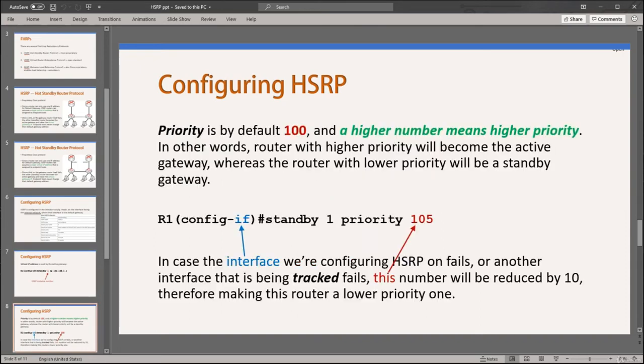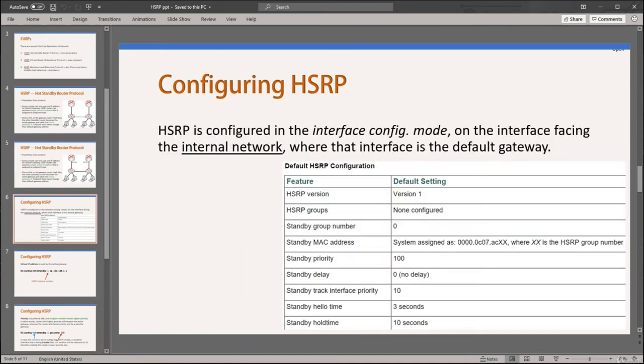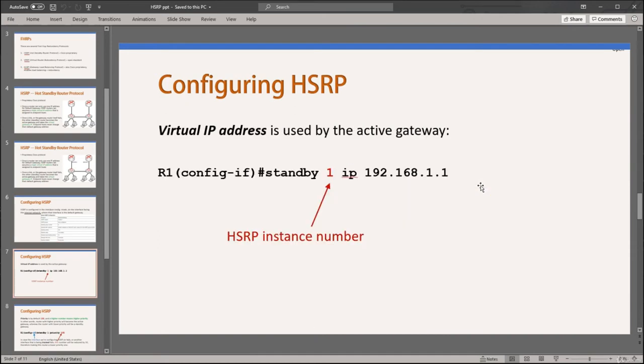The most important one, I'm talking about these details right here. The most important one is this default priority number, and that is 100, but we'll talk about that some more in the coming slides. This command sets up that one virtual IP that the active gateway will use. Of course, this router, router 1, already has an IP address configured on this interface.